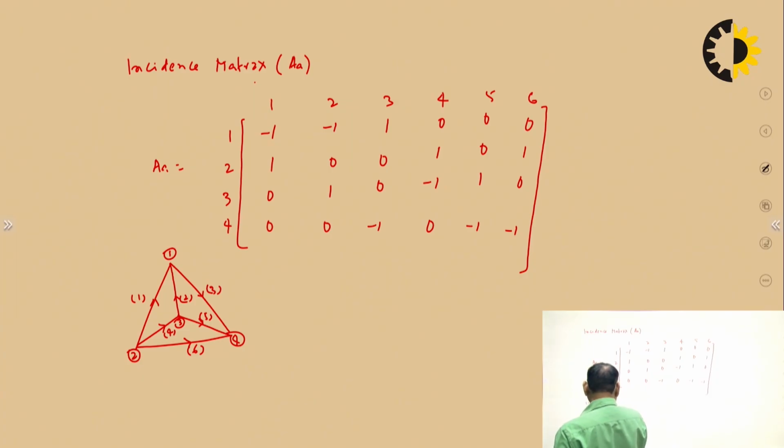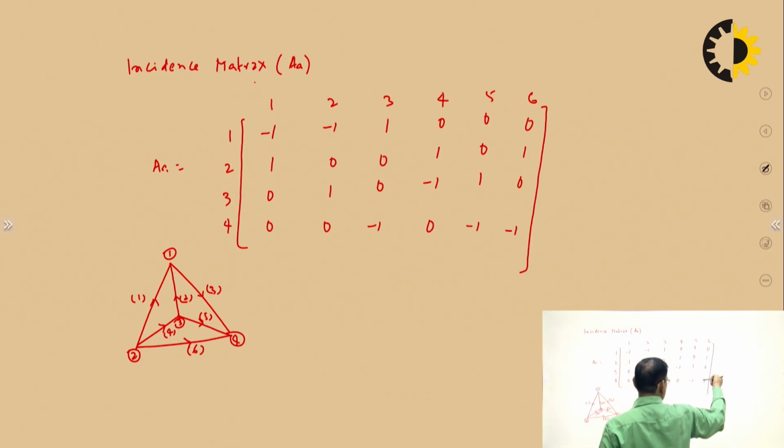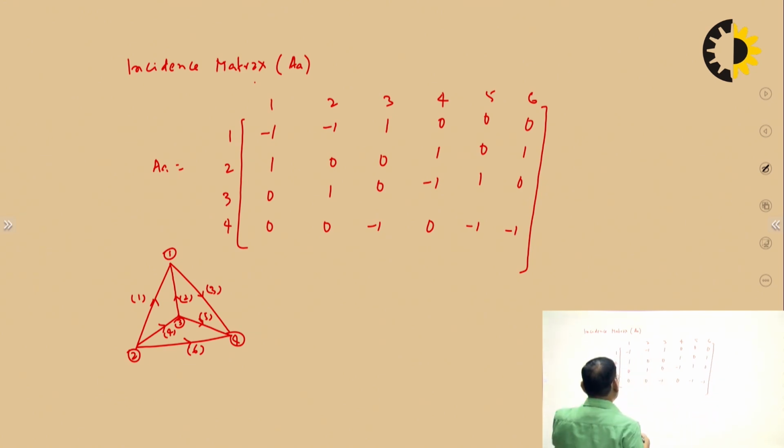Similarly, for 5 we can write 3 and 4. So 3 plus, 4 minus, and for 6, 2 and 4. So 2 is plus and 4 is minus. And for the check, we can see that the summation of each column is 0. So this is the incidence matrix, the complete incidence matrix.